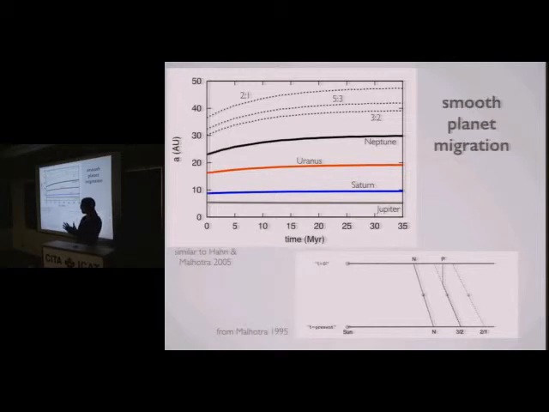So what I am trying to do is build up models of what that plot will look like for the resonant objects in the one end-member case where we have smooth planet migration. That's an oversimplification of one type of planet migration. And how will that capture objects into resonance?